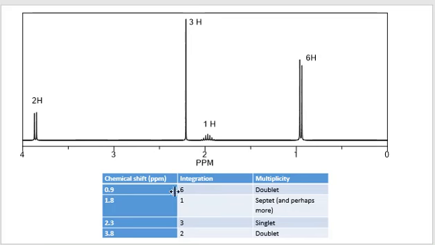So for instance, at 0.9, we have a signal that is for 6 hydrogens, 6 protons, and it has a multiplicity of a doublet because there are those 2 peaks there. Okay, and at 1.8, remember it's the center of each signal that we record in the table, and it has an integration of 1. And the multiplicity is a septet. I think it might be even more, but we'll just go with the septet for now.